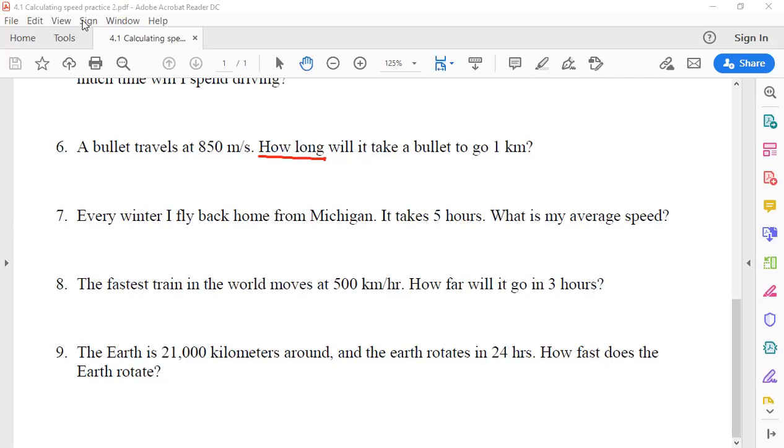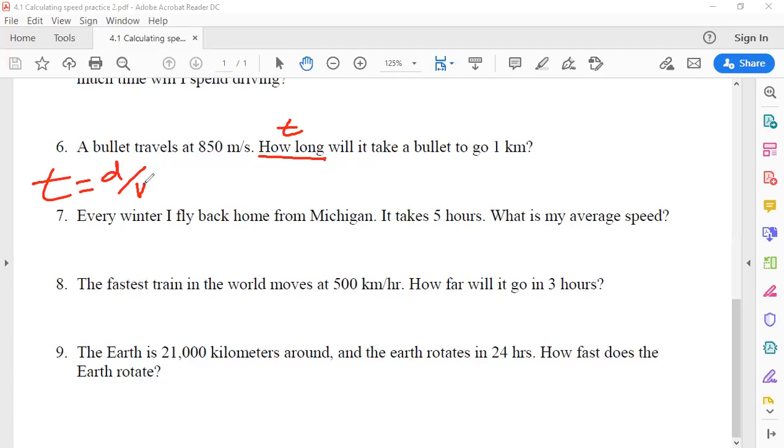Time. Elijah says time. How long means time, right? So we use our t equation. We go to our notes and we see t equals d over v, distance over speed. Time equals the distance divided by the speed.